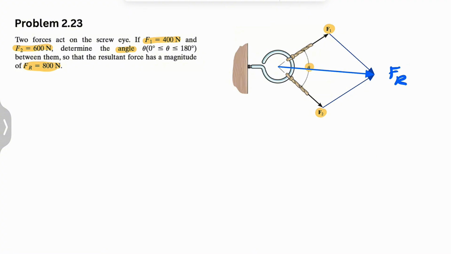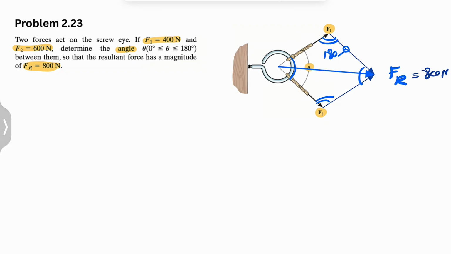So now we have that parallelogram that we know has an angle of theta in here, and in a parallelogram, as long as you have one angle, we can find all the other angles. So if that angle is theta, this angle right here is theta, and the other two would be basically 180 minus theta. So now that we have the angles, we can use law of cosines in order to find the angle theta that these two make with each other, and we also know that FR is 800 newtons.